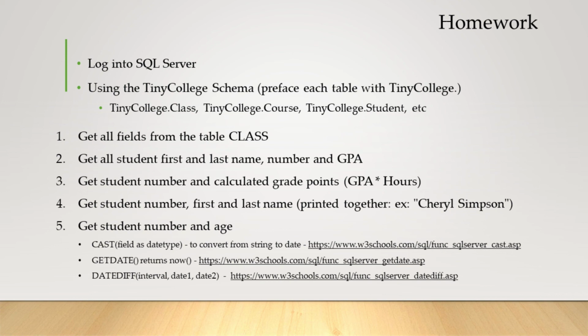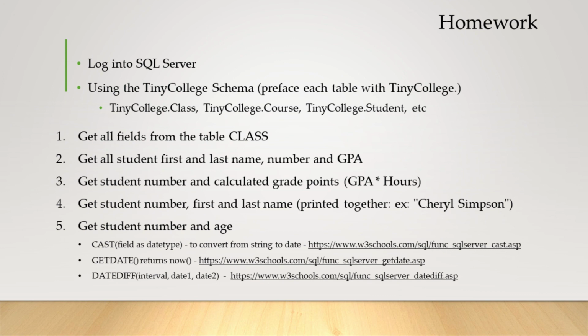So first thing we're going to do is get all of our fields from the table class. So we should be able to select all the fields from the class table. Then we're going to get the student first and last names, student number, and GPA from the student table. We're going to get the student numbers and the calculated grade points. You may not know how to calculate grade points, but it's essentially your GPA times the number of college hours that you have done. So that's how you would calculate the grade points. So I should be able to get my student number and then the calculated grade points.